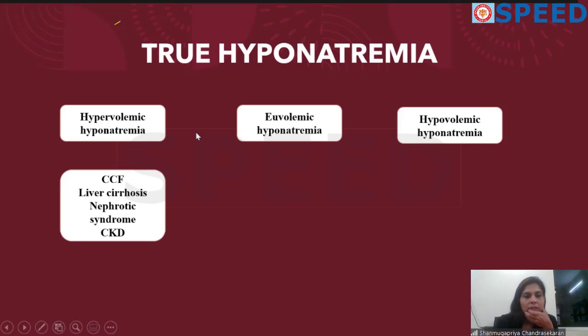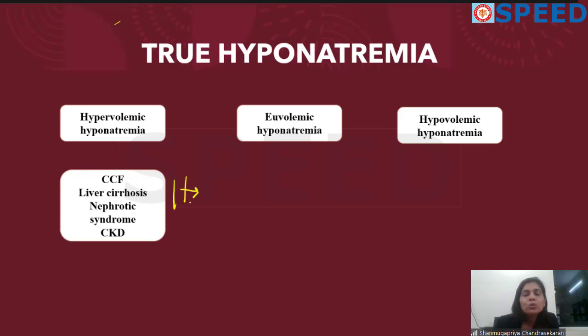Examples for this would be congestive cardiac failure, liver cirrhosis, nephrotic syndrome, chronic kidney disease. So what is common in all these conditions? In all these conditions, there is movement of fluid, of water, from the vascular compartment into the interstitial space.